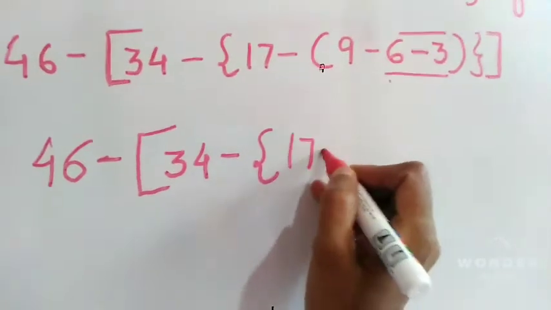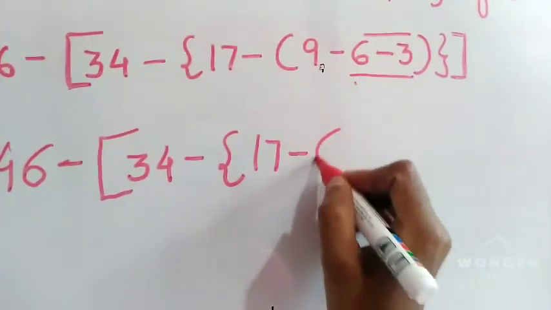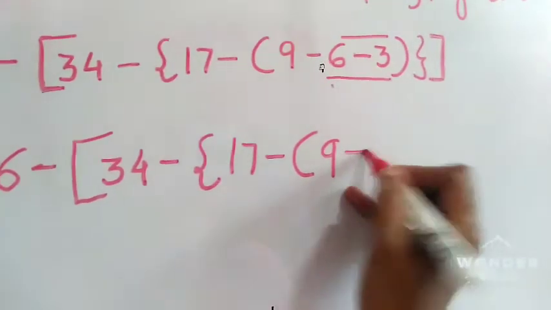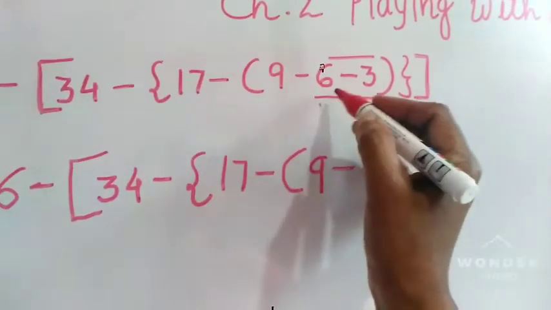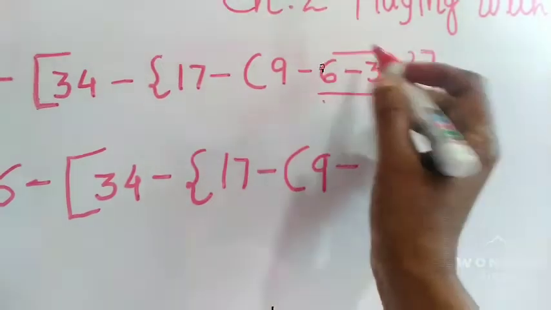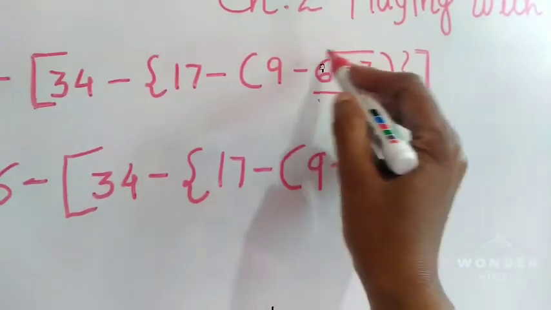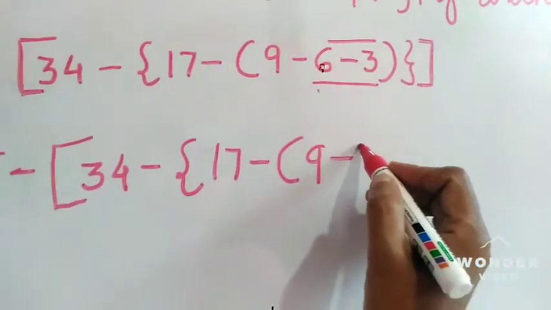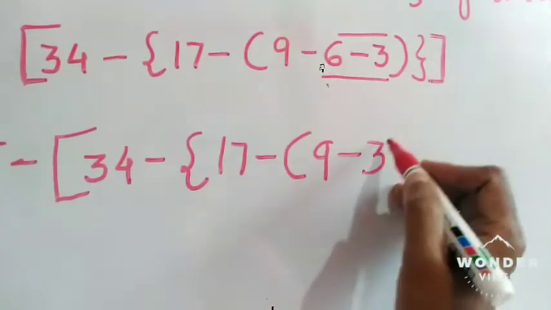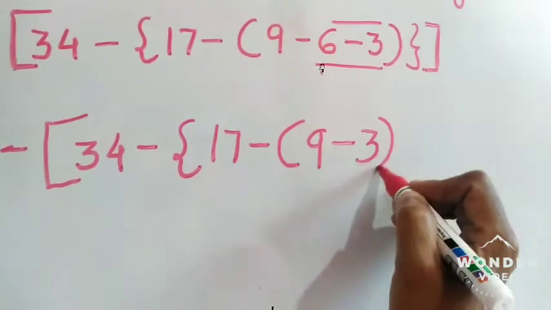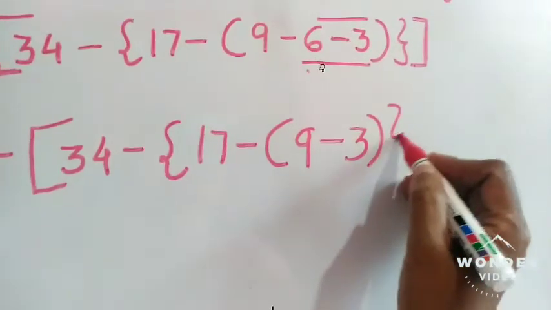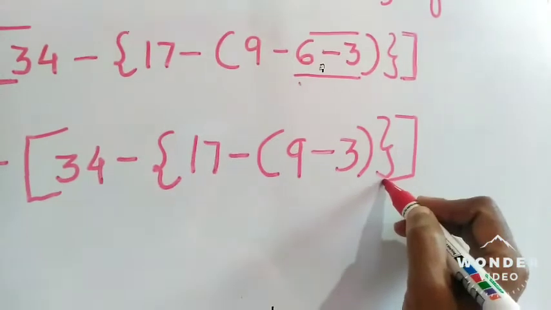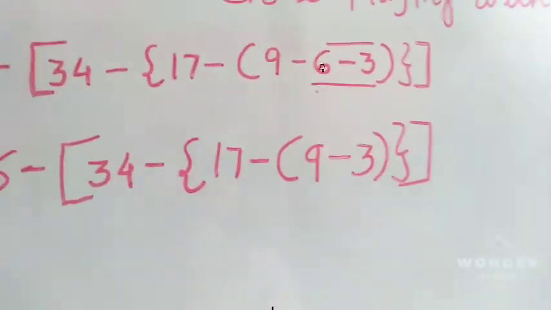17 minus. I am not solving this first, so 9 will be as it is. But first what am I going to solve? The highlighted 6 minus 3, because above this there is the bar bracket. So 6 minus 3, what will it give me? It will give me 3. This small bracket closed, parenthesis, and curly bracket, and this is the square bracket.